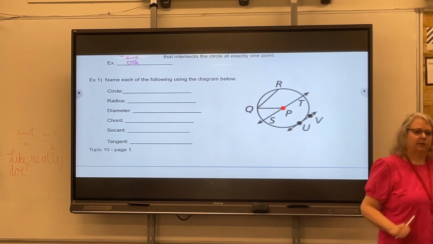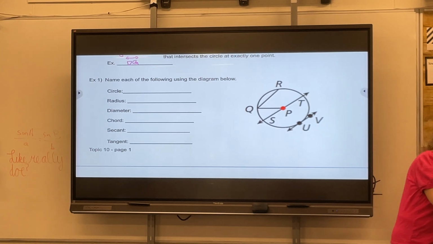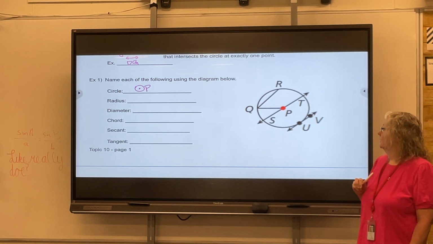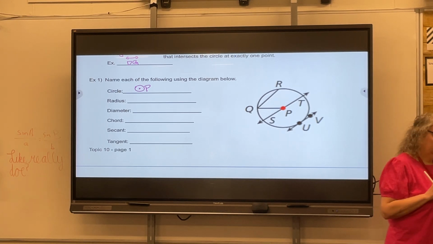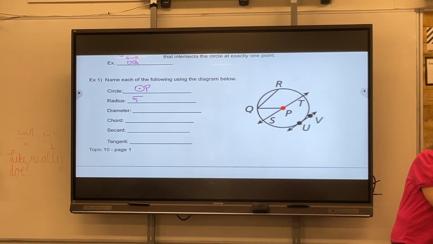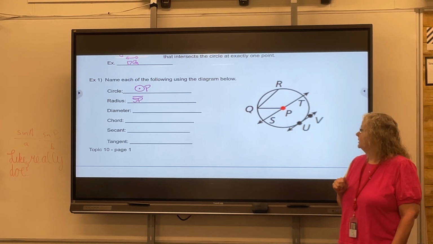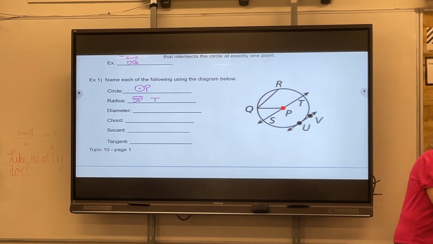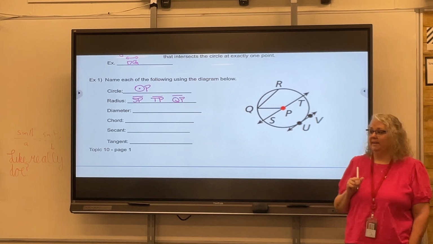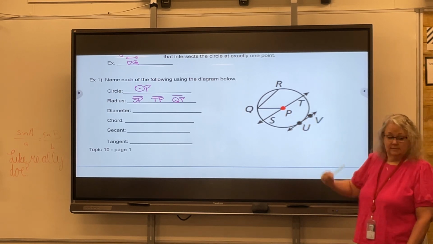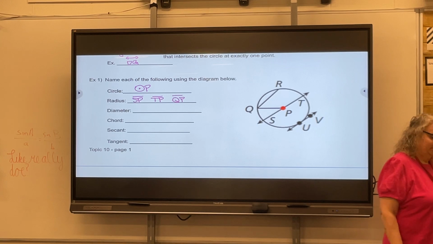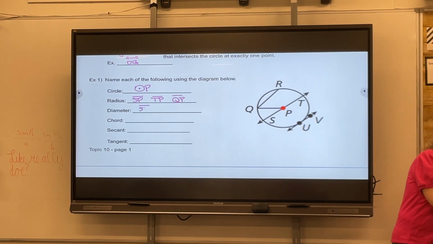Name this circle? P. Draw the symbol though, circle P. Name a radius. SP or QP. PS. Remember, this is a segment. This does not have the line over it because it's stopped. What's another radius? TP, or PT. QP. You see that there are 3 radiuses. What's the diameter? ST or TS, either way.